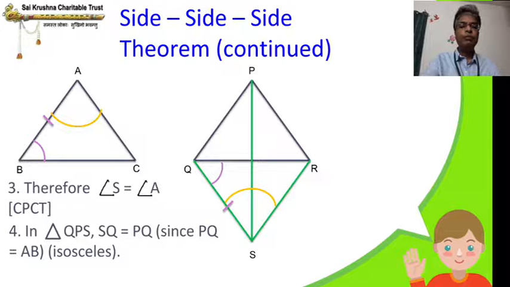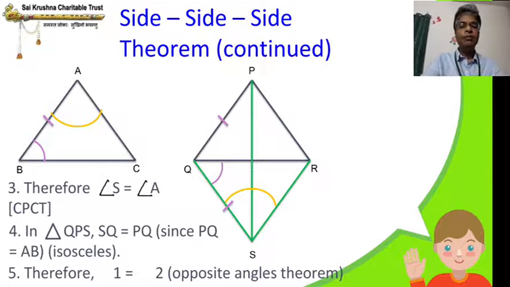SQ equal to PQ. Why? Since PQ equal to AB is already given, and in the previous page we have drawn AB equal to SQ, therefore SQ equal to PQ. If SQ equal to PQ, I am putting the small dash also, what happens to the left side triangle? Two sides are equal, that means the left side triangle PQS is an isosceles triangle. QPS, we can say PQS also, but for convenience, QPS is an isosceles triangle.